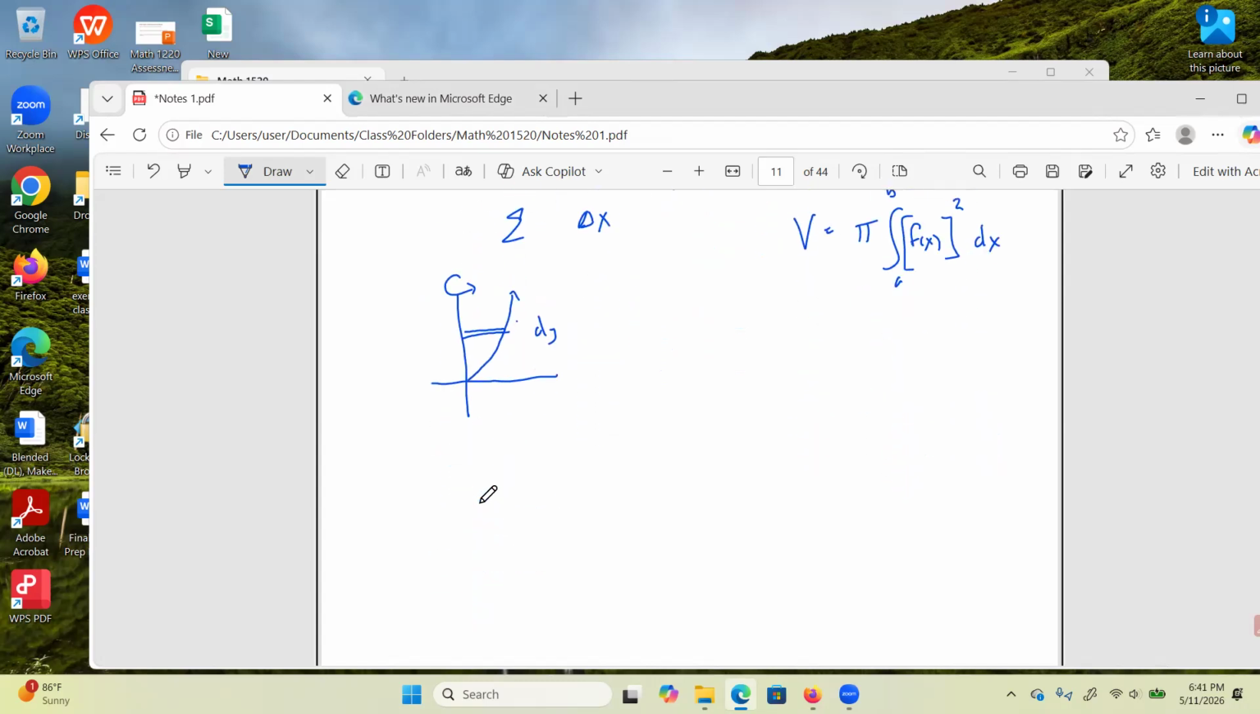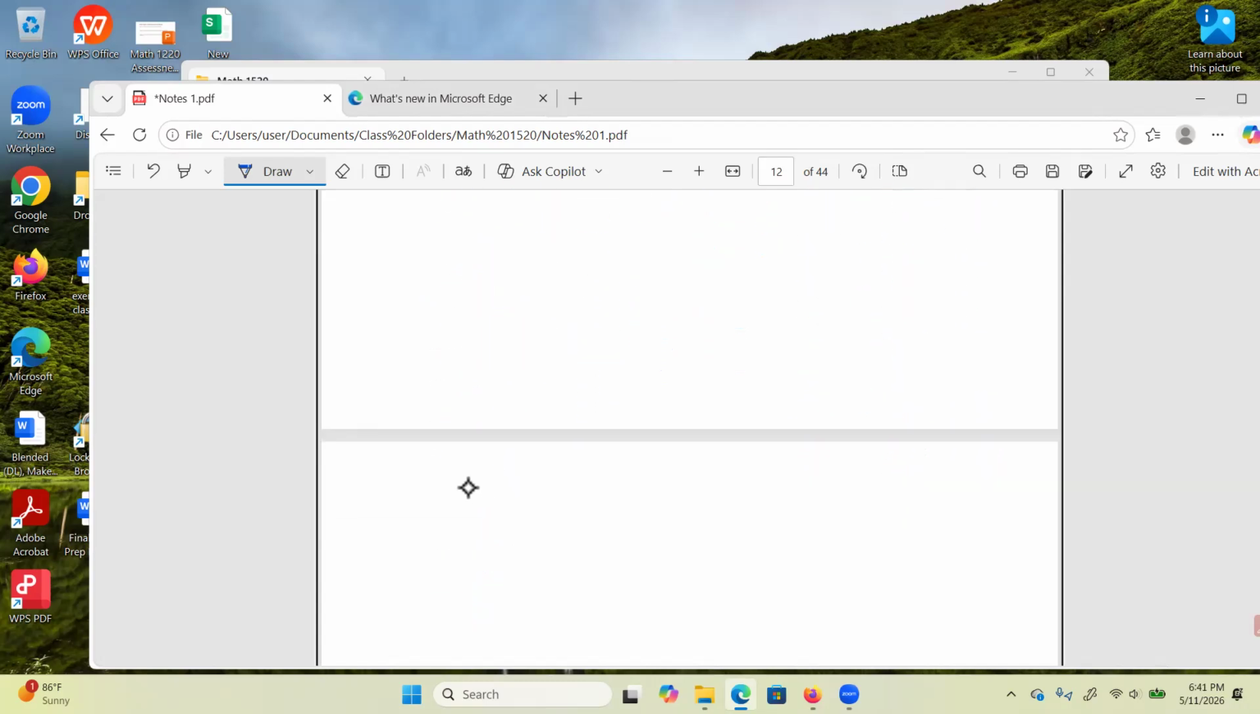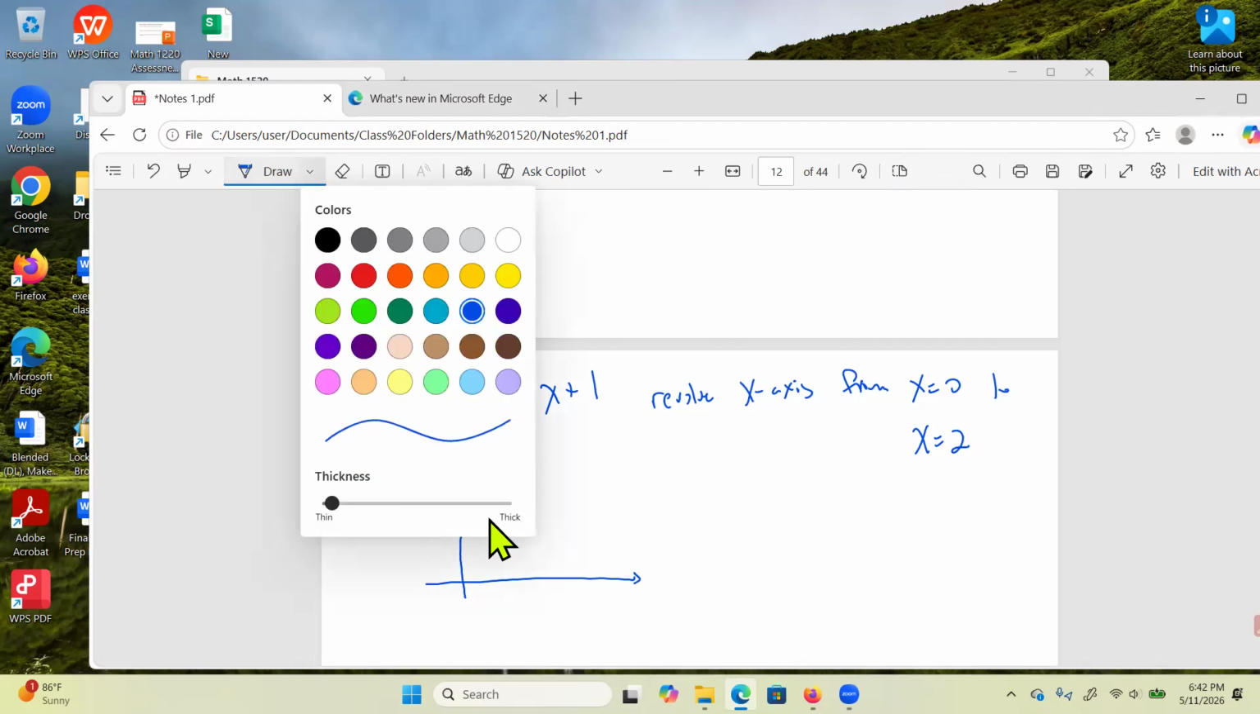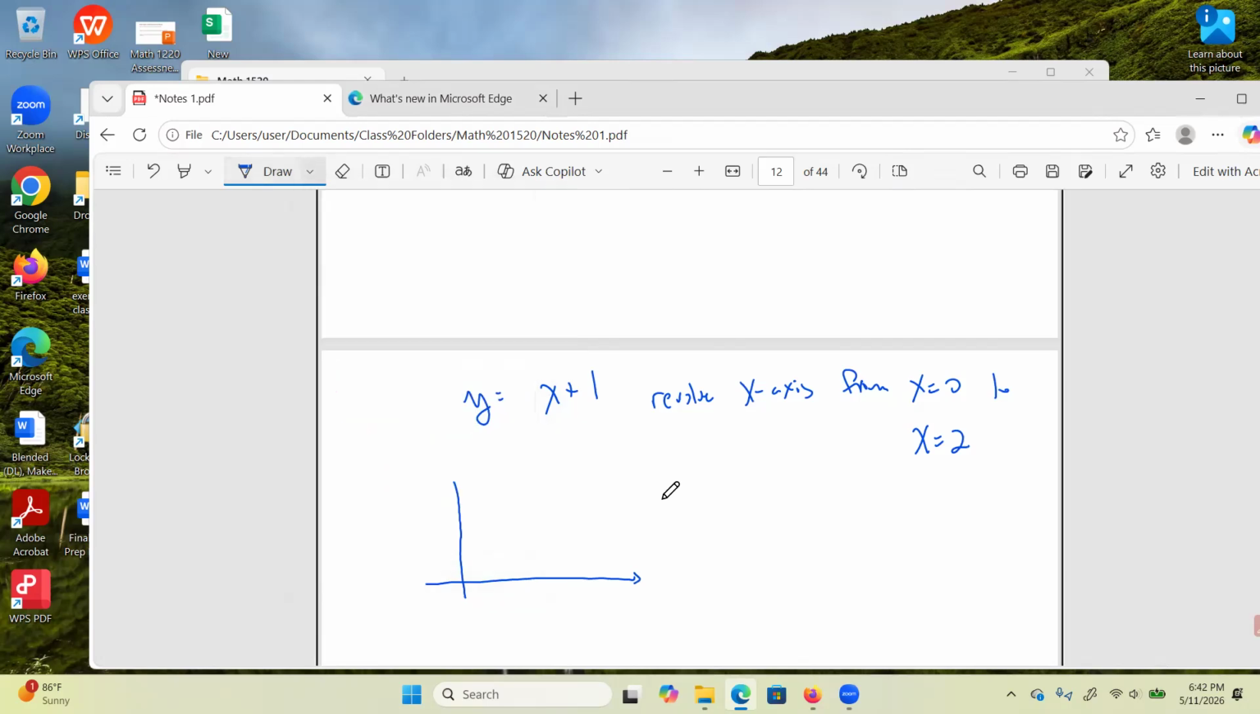One of the problems I have here is we're going to take the function y equals x plus 1, and revolve it around the x-axis, from x equals 0 to x equals 2. We're just going to see if we can get a volume for that. So I'm going to go ahead and graph this thing. We have our axes here, here's our x, here's our y.